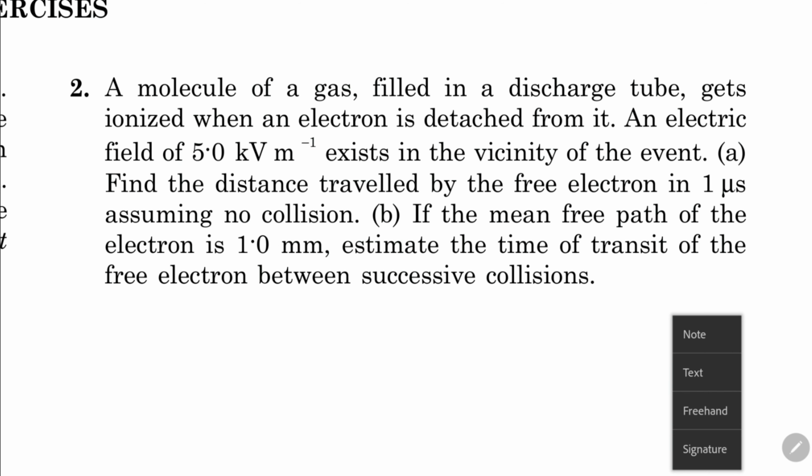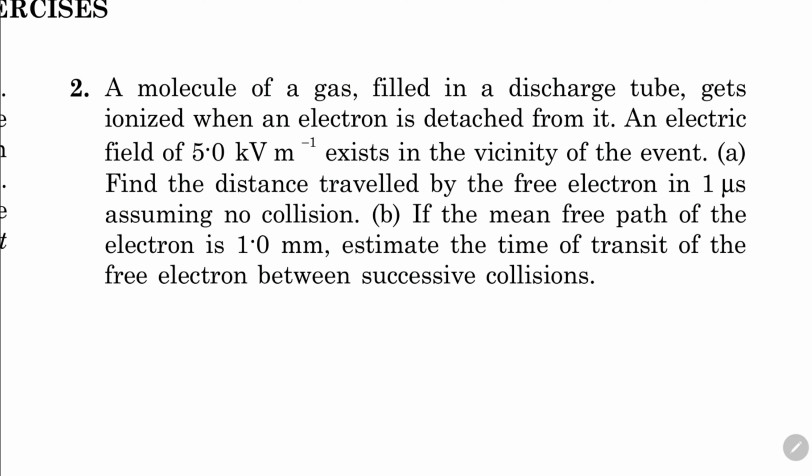In question 2, we have molecule of a gas filled in the discharge tube. It gets ionized when an electron is detached from it. Electric field is given. We need to find distance traveled by free electron in 1 microsecond, assuming no collision. If mean free path of electron is 1 mm, estimate the time of transit of free electron between successive collisions.